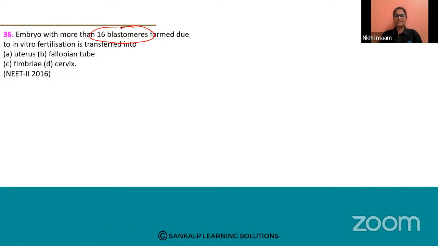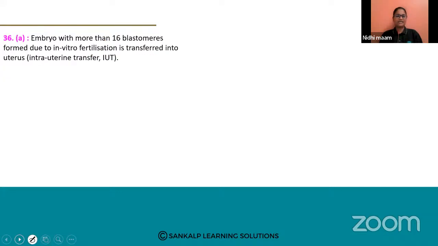JNV Bagalkote answered it, Poojashri answered it, Janvi Kamath answered it, then Lubna Banu answered the question. Fine. Some of you answered option A, some of you answered option B. Let us check the answer here. The right answer is option A. The embryo with 16 blastomeres is always transferred into the uterus, which is called IUT, intrauterine transfer. Option A is the right answer.